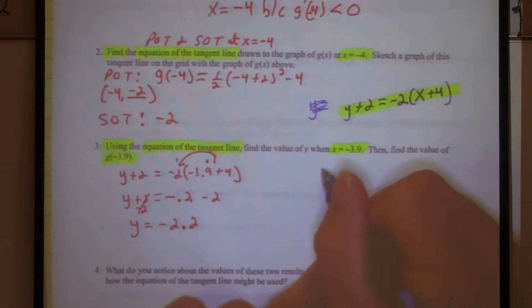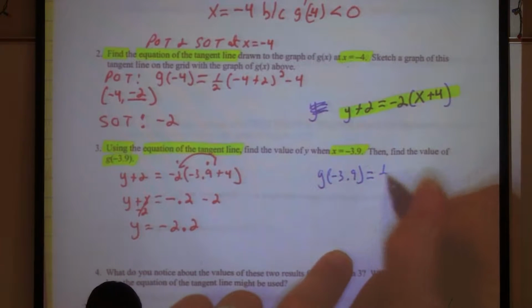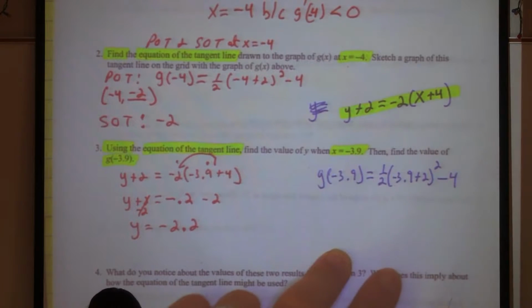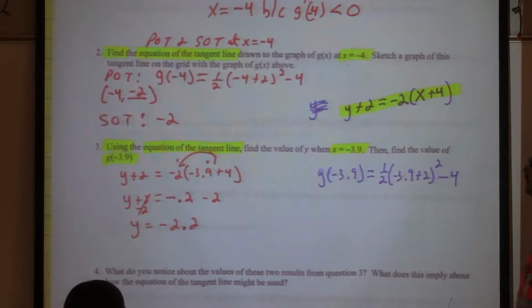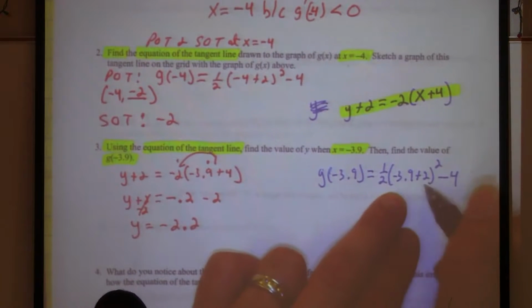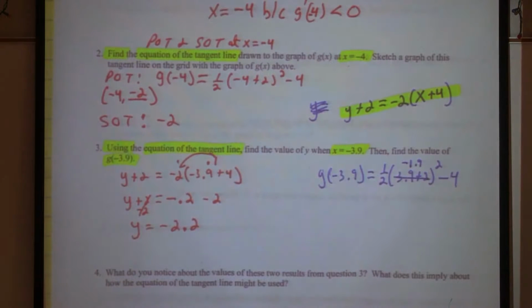That one's being plugged into the original function. And we're plugging in negative 3.9. So we get 1/2 times negative 3.9 plus 2 squared minus 4. Now let's see if we can get through this one without a calculator. You could plug it into the simplified or the expanded form. That also works, but I think this one's easier if you don't have a calculator. So negative 3.9 plus 2. What does that give us? Negative 1.9, right?